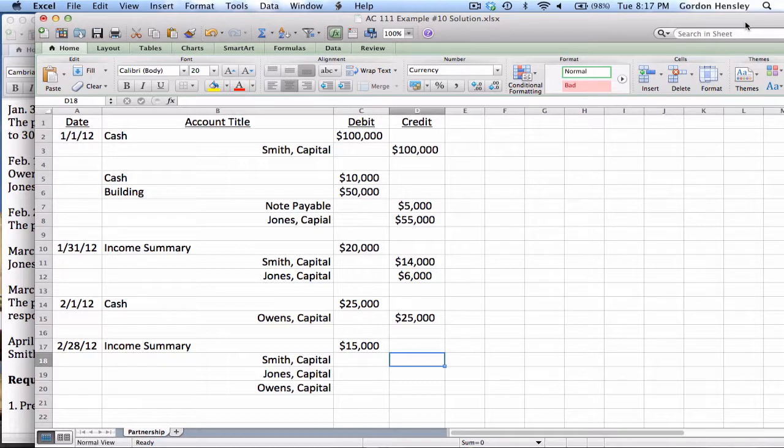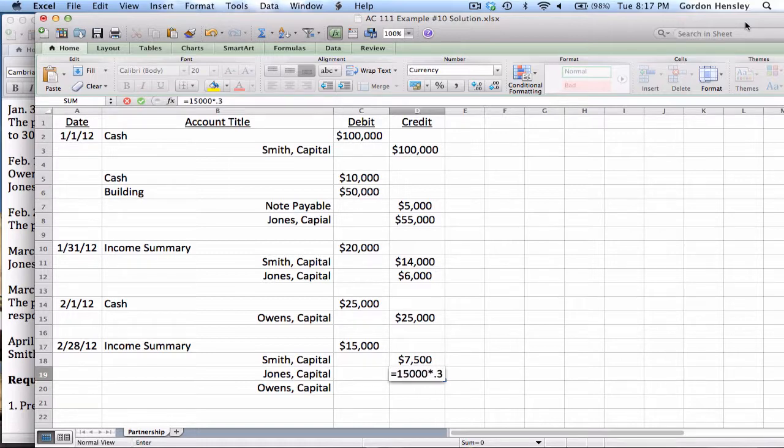And it's going to have to be based upon the partnership agreement. Well, remember that partnership agreement was amended. And it said that now it's 50% Smith, 30% Jones, 20% Owens. So of that $15,000, the 50% that Smith gets is worth $7,500.